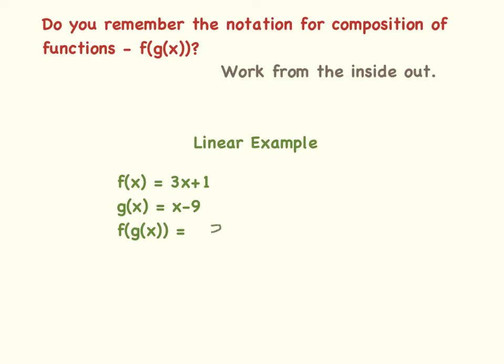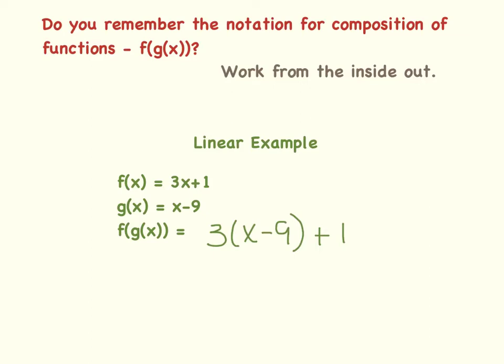I will start out with that f of x equation, 3 times x. But instead of x, I'm putting in x minus 9. And then I continue with the f of x equation, plus 1. So do you see how we have inserted the g of x equation into the f of x equation? So now let's continue to simplify.